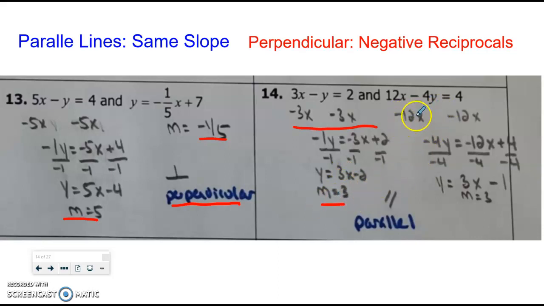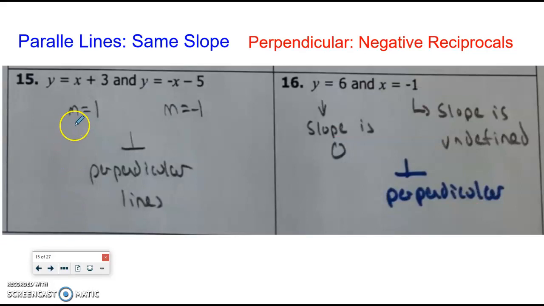That second one, I had to subtract 12x from both sides, then divide everything by -4, so you got y equals 3x minus 1. -12 over -4 is 3, 4 over -4 is -1, so you got a slope of 3. In that case, because the slopes are the same, that means that they are parallel to each other.